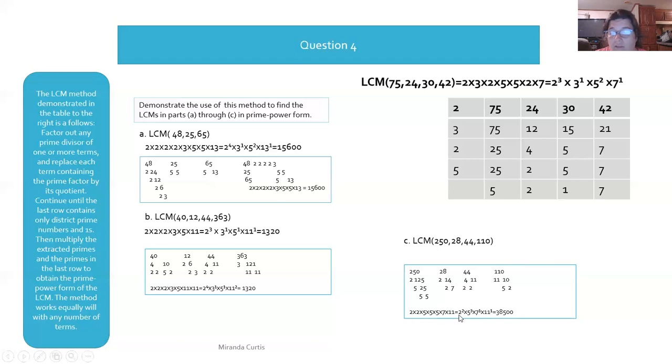When you bring them down, it's going to look like this. You only need 1 of 11 because there's only 1 in each. So you got 2 squared, you got 5 to the third, you got 7 to the 1, you got 11 to the 1, and here's your answer. And this is how you write that right there. Okay, here's question 5.